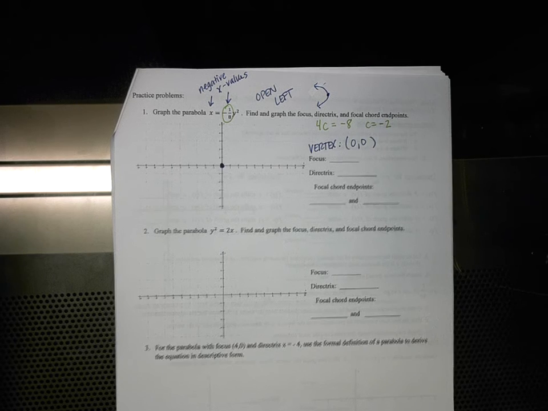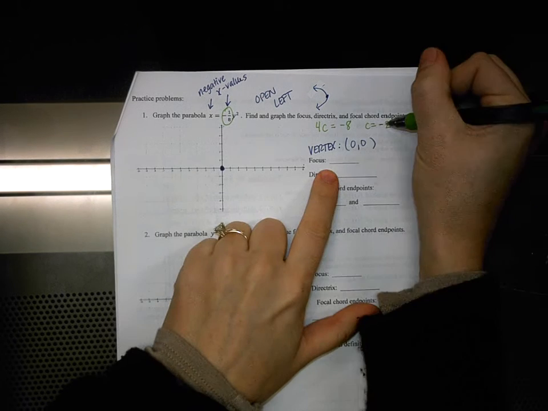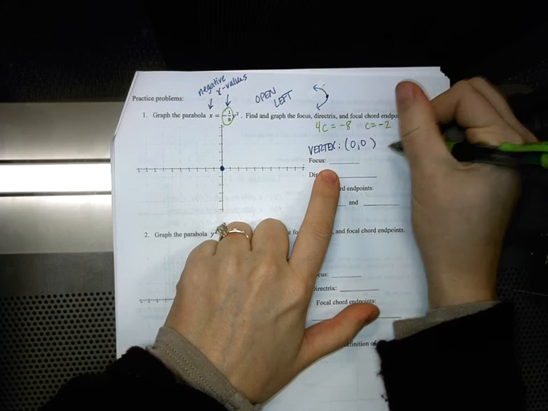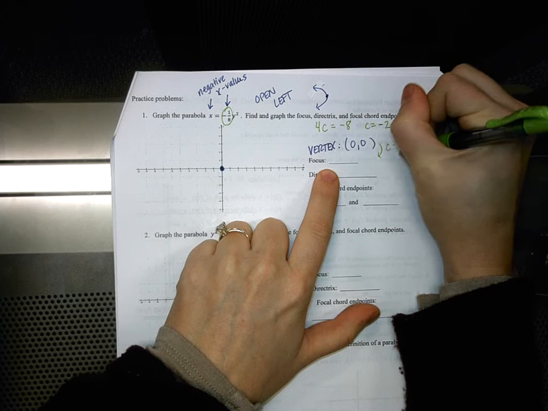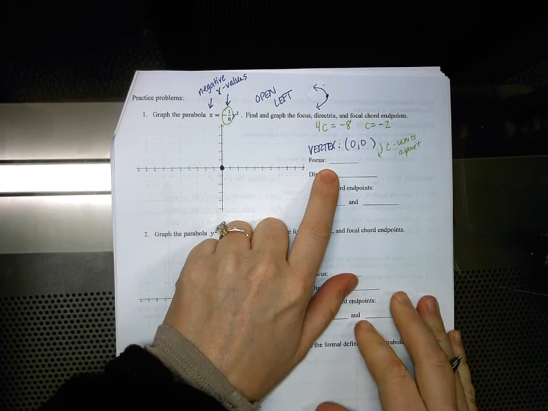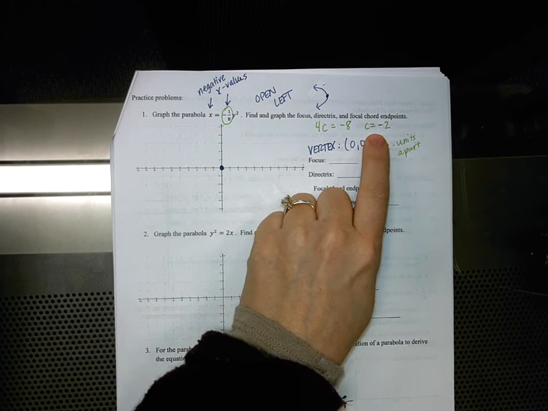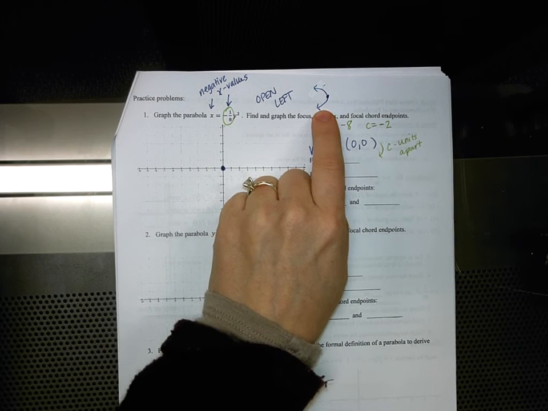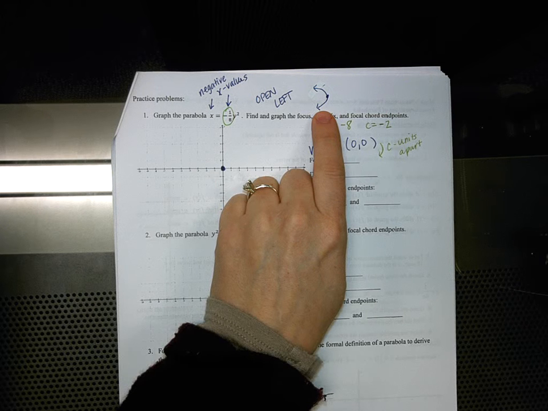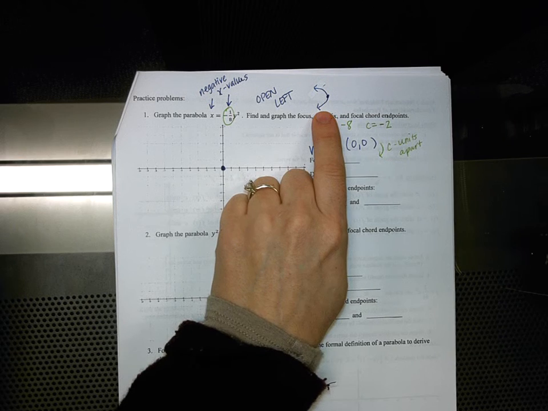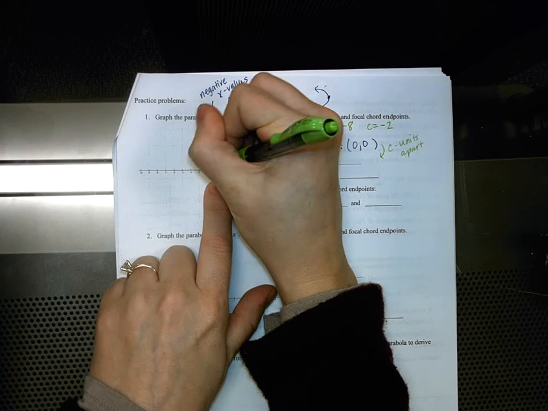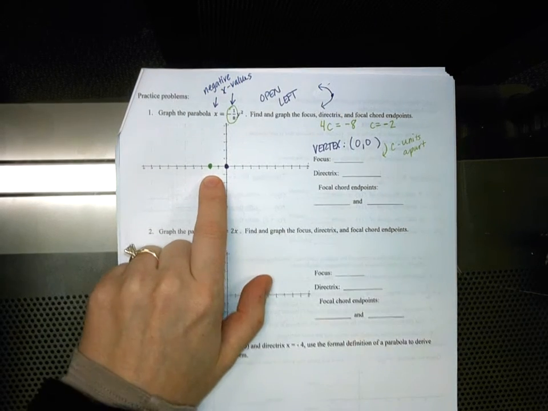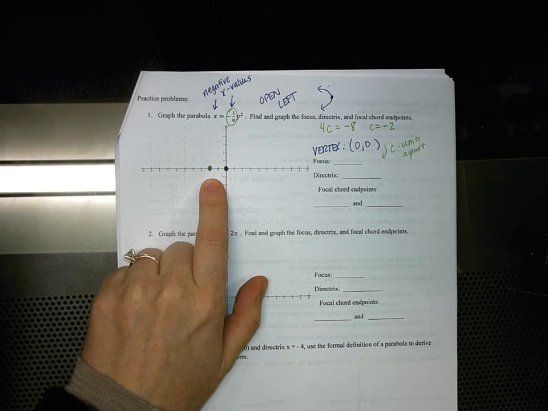Okay, my focus still has to be c units away from my vertex. So these are c units apart. But which direction do I go to plot my focus if my parabola opens to the left? Yeah, as Beyonce says, to the left, to the left. 2 and 2 to the left, to the left.